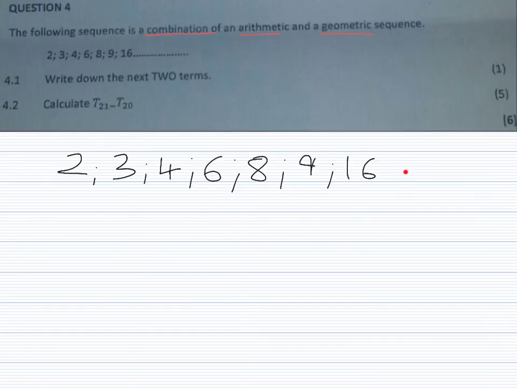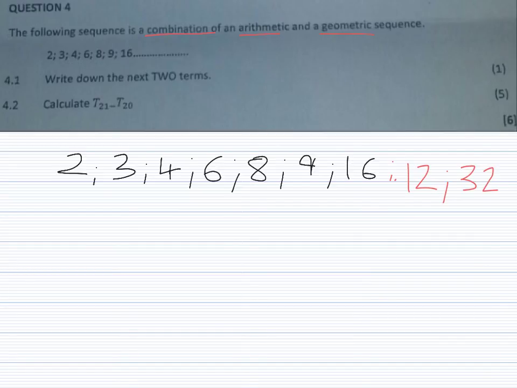So this whole sequence is not one arithmetic and one geometric, it's a combination of both. We call it a combination because it's not just one of them. So the next one has to be part of the arithmetic sequence, so we have to add another 3, so it becomes 12. And then the next one has to be part of the geometric sequence, so it's 2, times 2 is 4, times 2 is 8, times 2 is 16, times another 2 is 32.